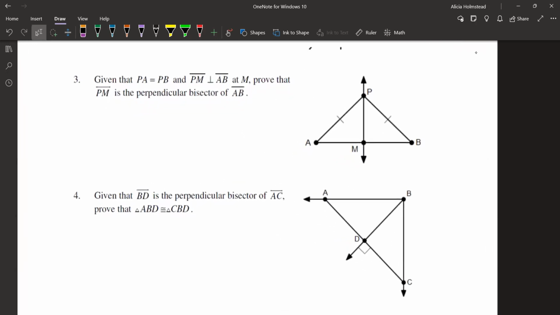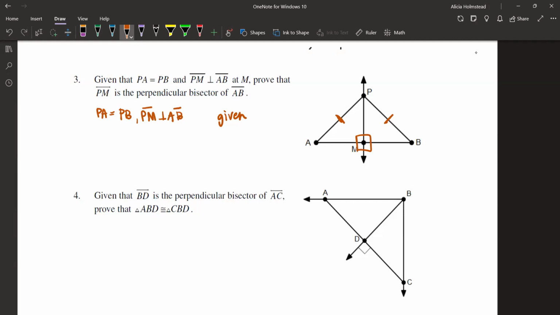So number 3 here, we're given that PA is equal to PB. We know that PM is perpendicular to AB. So we know all of those angles are right angles. And we need to prove that PM is the perpendicular bisector of AB. So again, we're always going to start with what we're given. PA is equal to PB, and PM is perpendicular to AB, is what we were given.